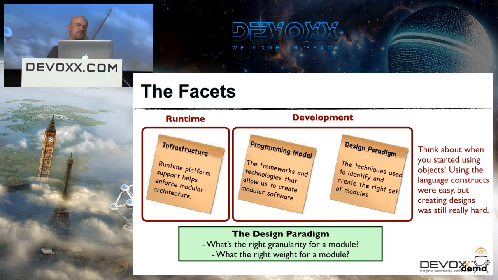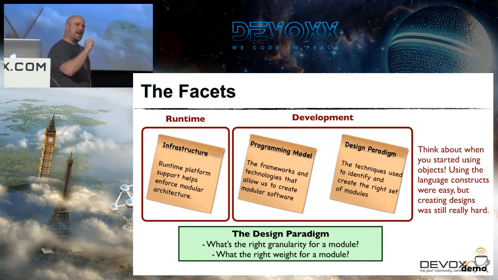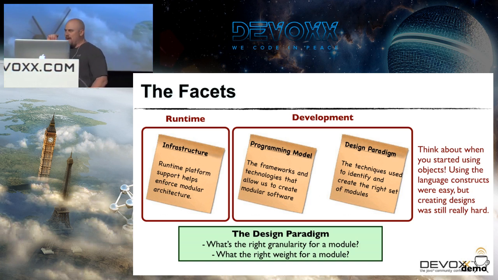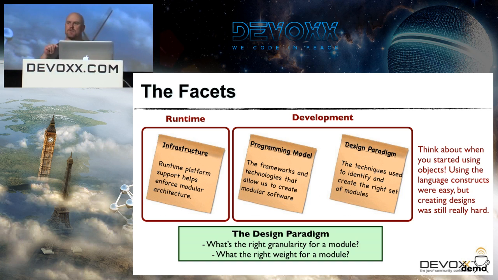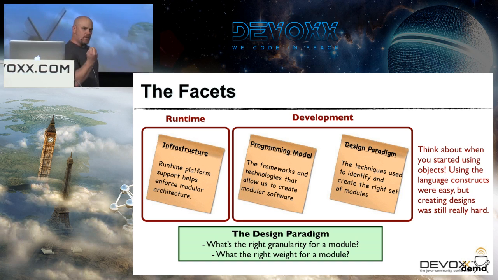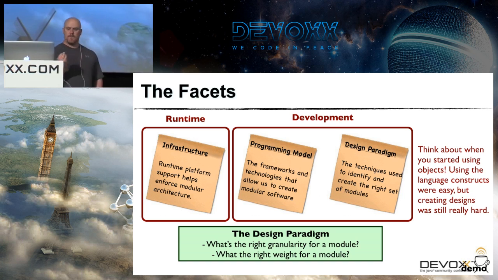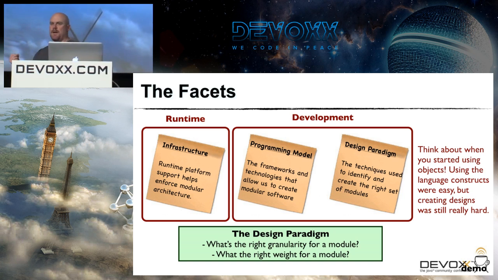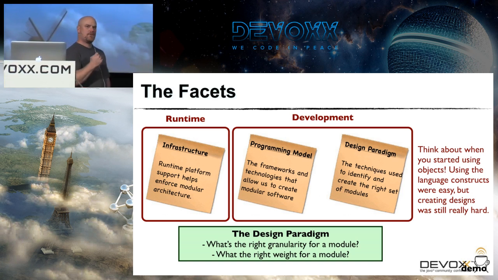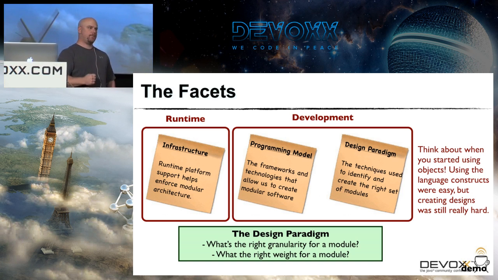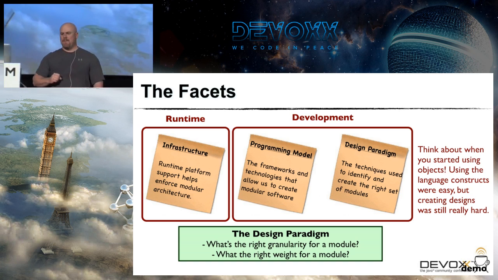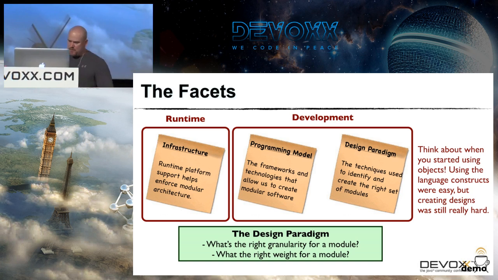But even using a module framework does not guarantee to any stretch of the imagination that we are going to have a well-designed modular software architecture, because the design paradigm is still there. We still have to design the system. What's the right granularity for a module? How much should it do? How behaviorally rich should a module be? What's the right weight for a module? A lightweight module, heavyweight modules.